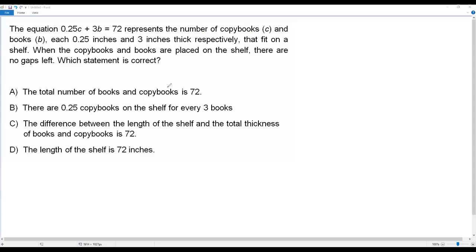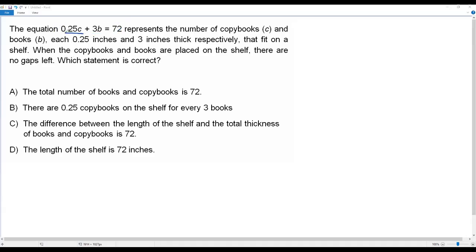Which statement is correct? Okay, here we have some information, and based on the information, we have to check which answer choice is correct over here. The first option, option A, says the total number of books and copybooks is 72. Now, to check whether option A is correct or wrong, let's understand the given information properly.